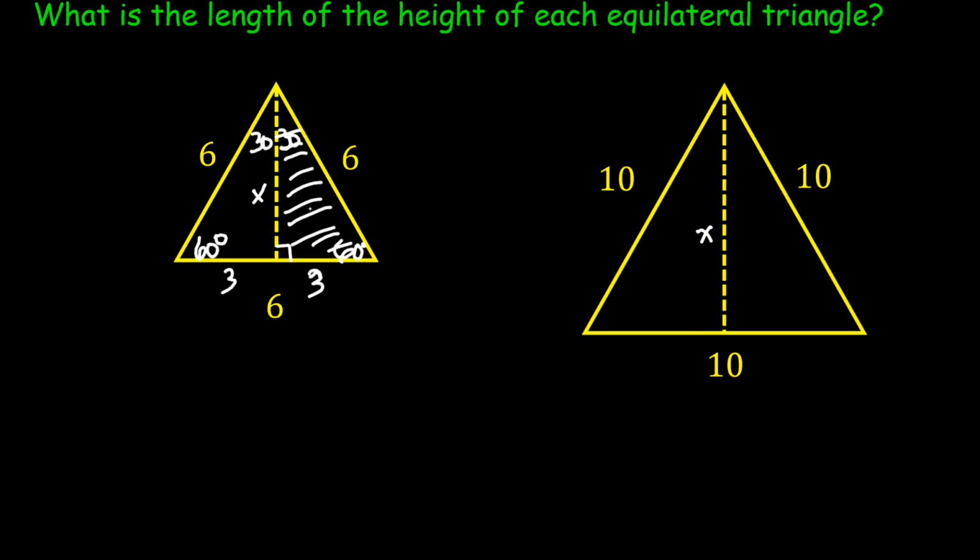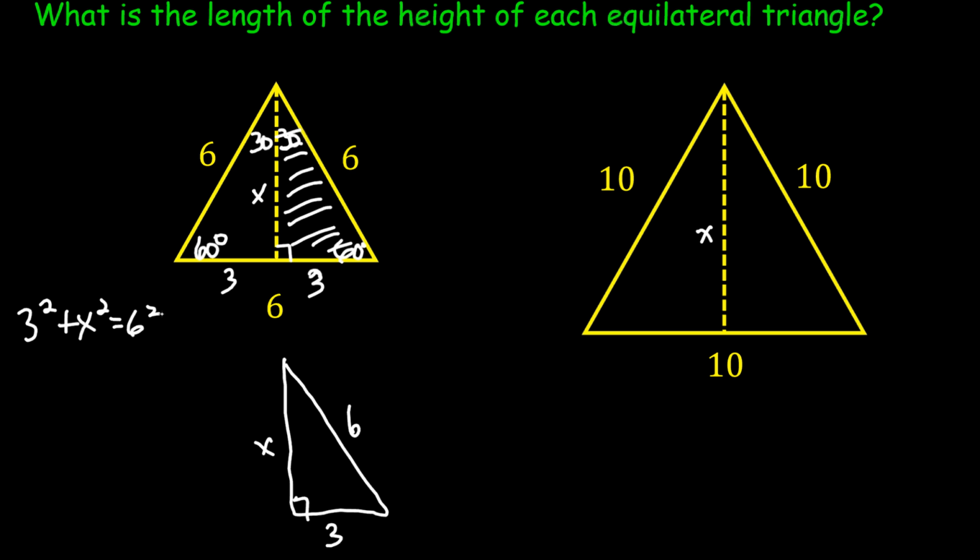So let's look at this shaded triangle. I'll draw it down here. We've got a 3 and a 6 and an x. And so just like before, we're going to use the Pythagorean theorem. We're going to do 3 squared plus x squared equals 6 squared. Remember, c squared is always the hypotenuse, so this one is going to be c here.